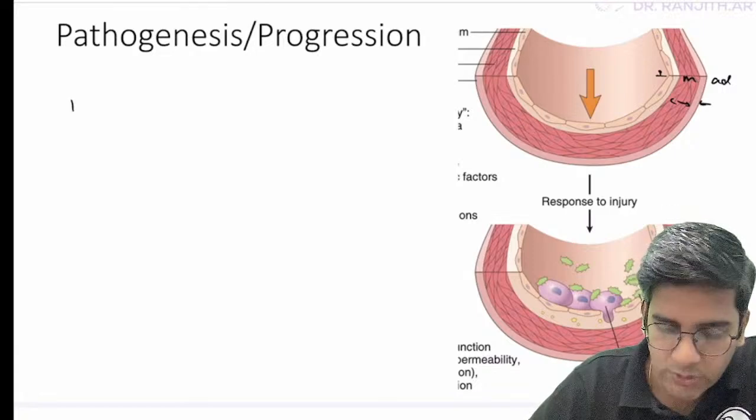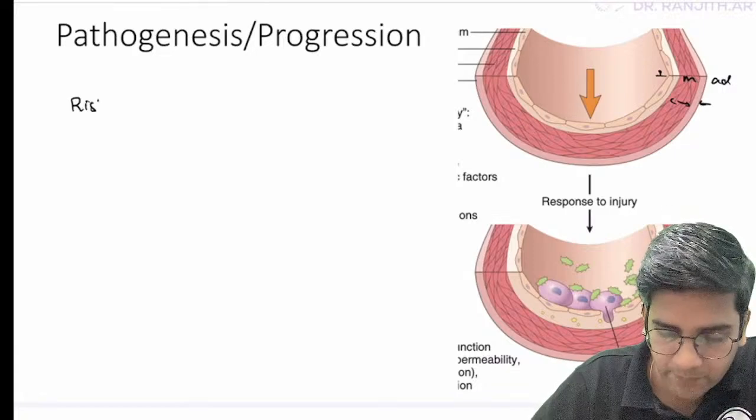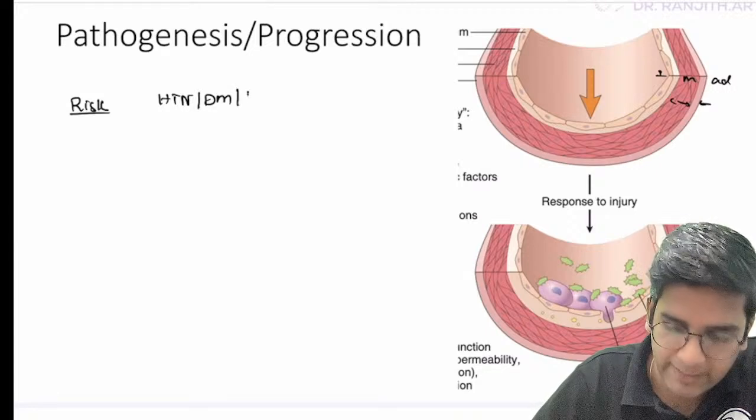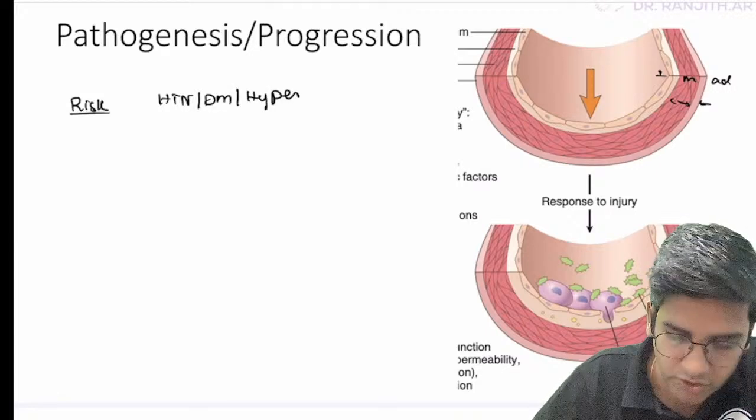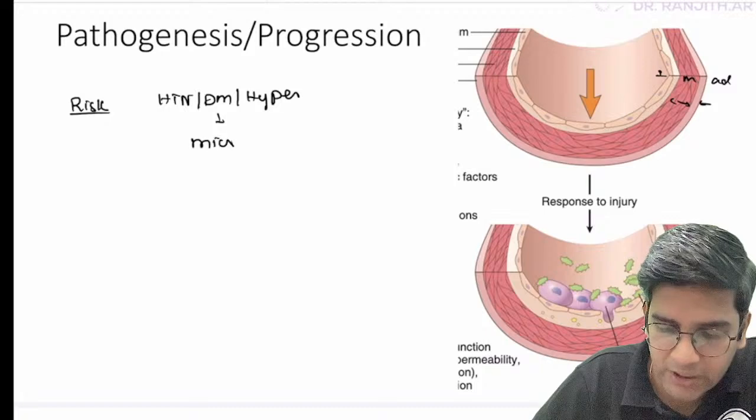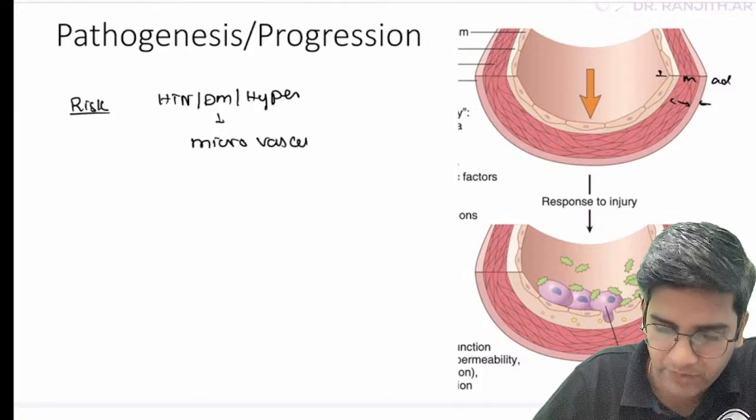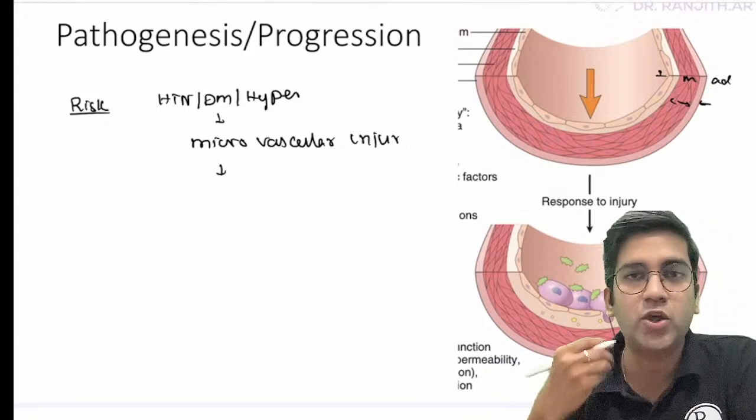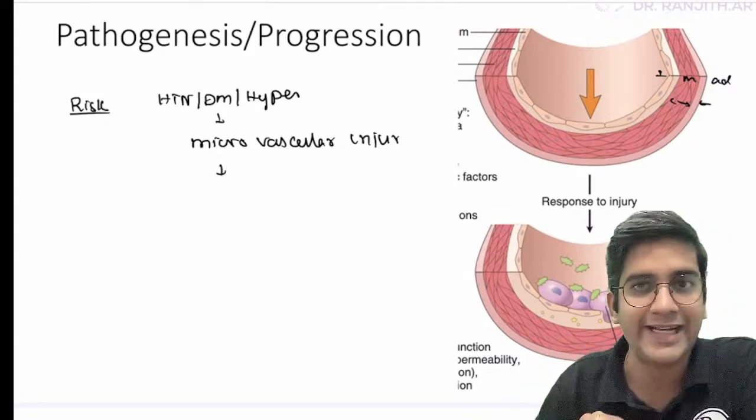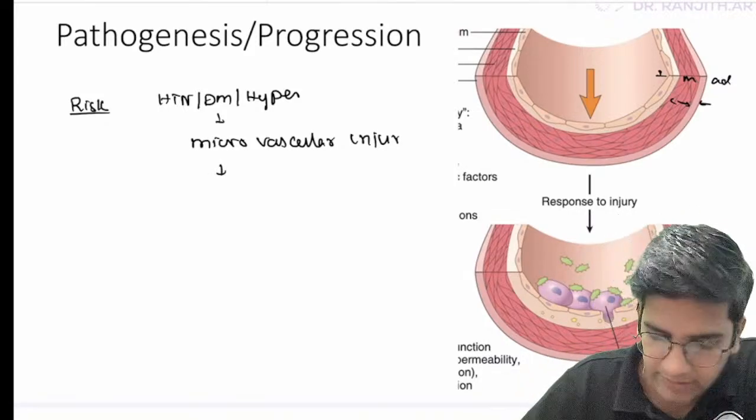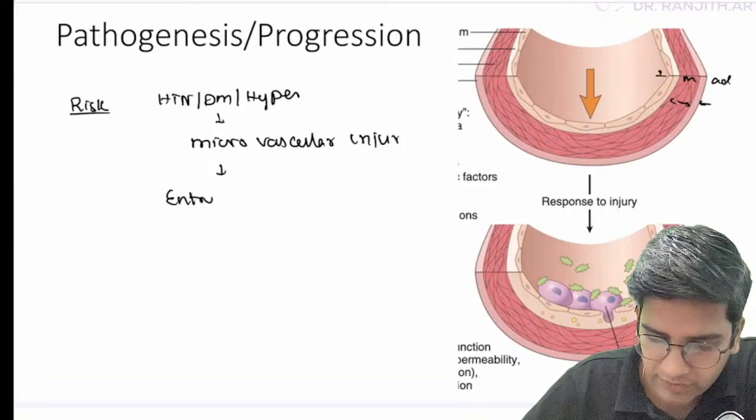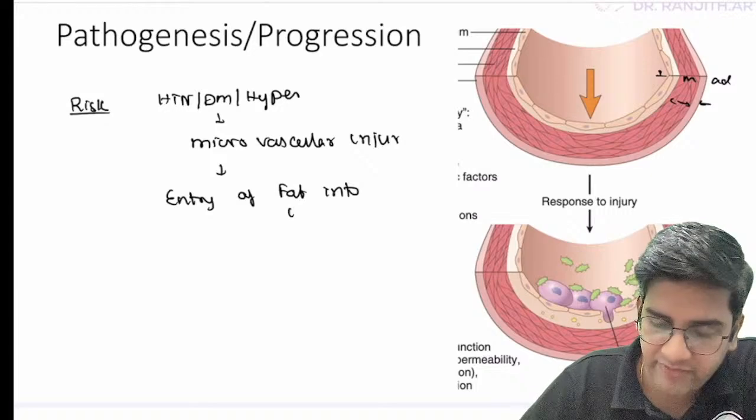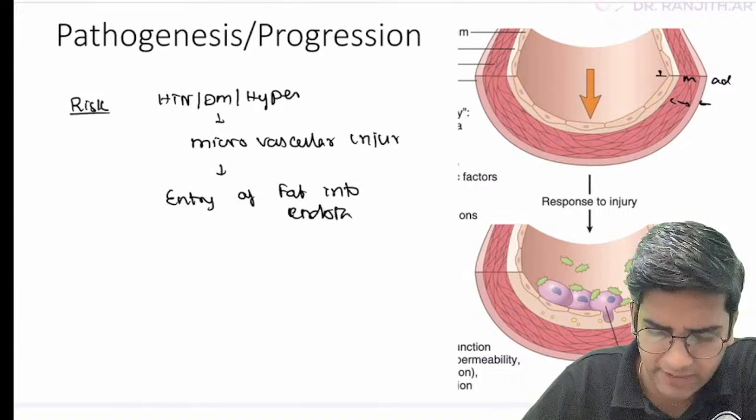So what happens is whenever there is a risk factor, be it hypertension or diabetes or hypercholesterolemia, all of them might cause a very tiny microvascular injury. Whenever there's a tiny microvascular injury, by default, the cholesterol, the fat might enter into the tunica intima or the endothelium, right? There'll be entry of fat into the endothelium. The fat entering the endothelium is the first insult, which is going to cause endothelial damage by default.